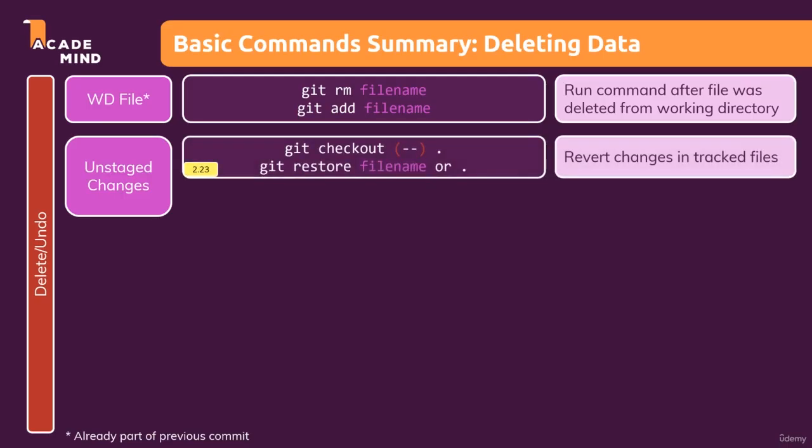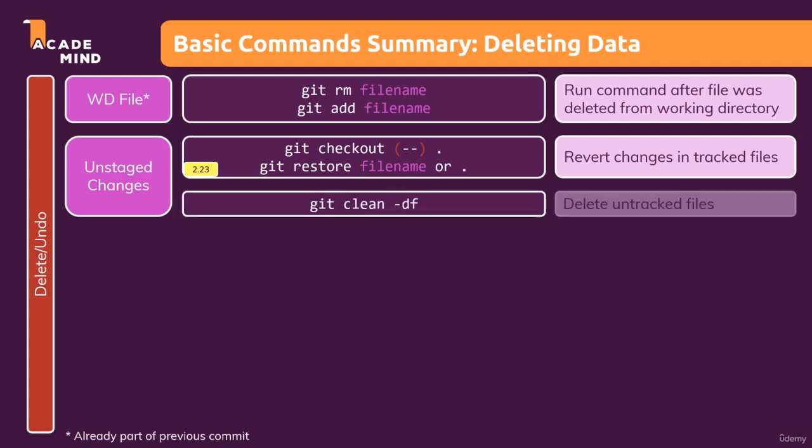For files which were part of a previous commit, we have two options: either git checkout and then optionally -- and then the dot, which refers to all our files with unstaged changes. Or since git 2.2.3, we can use git restore and then the file name, or also the dot to refer to all files where changes were made. This reverts all changes in tracked files.